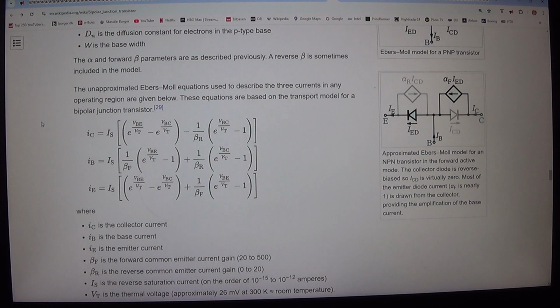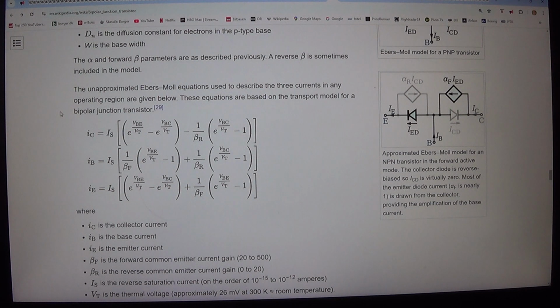The alpha and forward beta parameters are as described previously. A reverse beta is sometimes included in the model. The unapproximated Ebers-Moll equations used to describe the 3 currents in any operating region are given below. These equations are based on the transport model for a bipolar junction transistor.